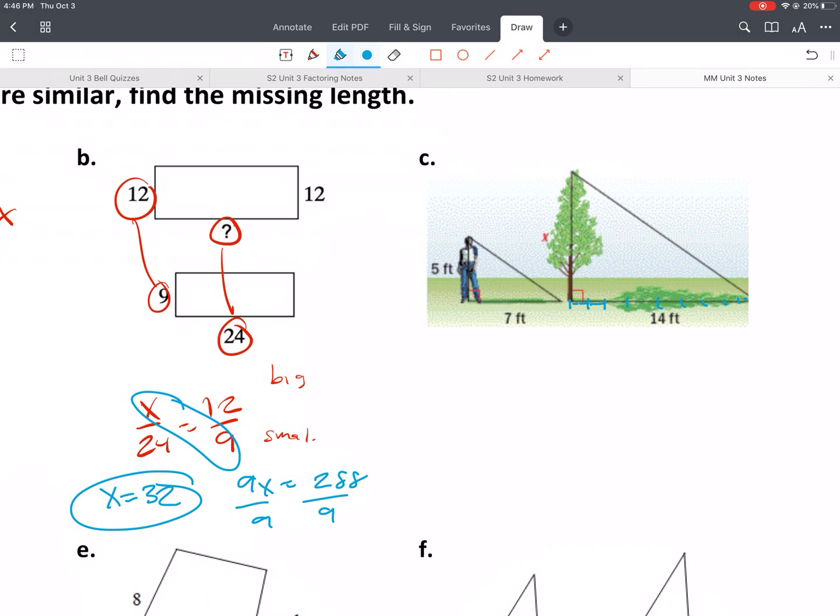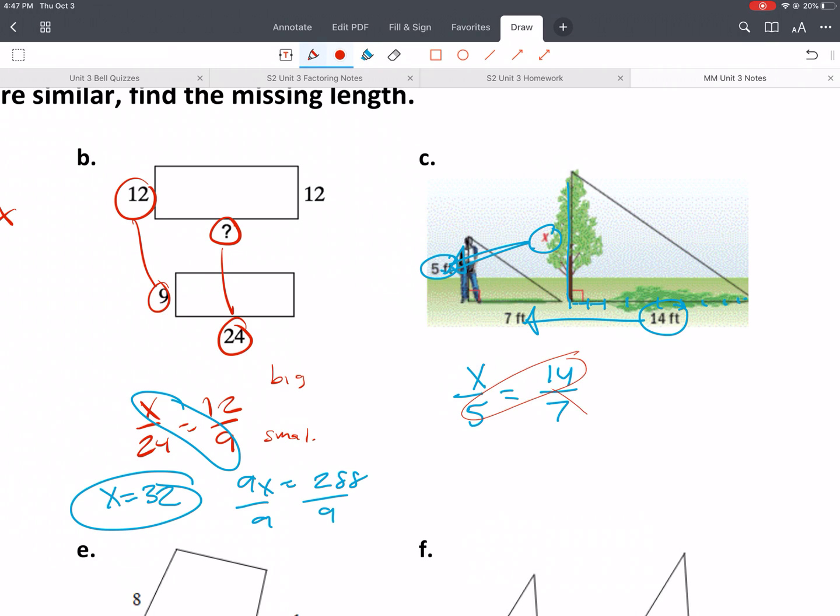So you could just use proportions. Okay, so x, this height corresponds to this height. So x over 5 would be equal to 14 over 7. So we do big over small for this case. Okay, like I said, you could always do small over big and you'd be fine.